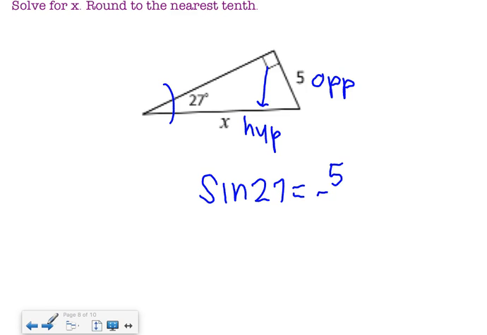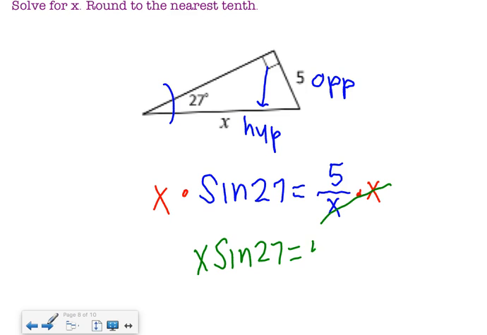Okay, so now let's look. What's different here? Okay, don't freak out. How do I undo divide by x? Times by x. So these will just go away for now. So now I have x times the sine of 27 equals 5.